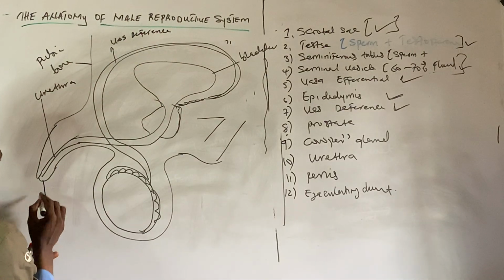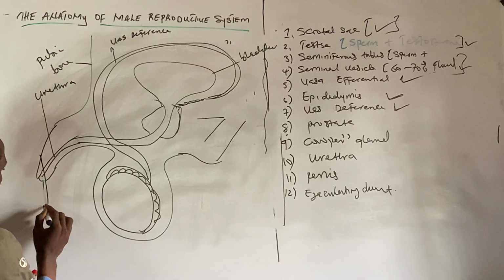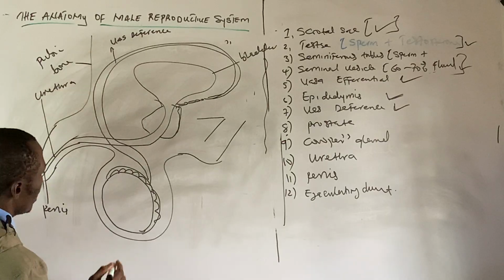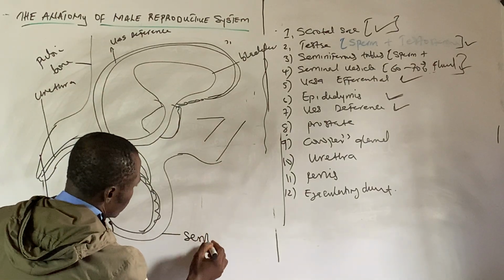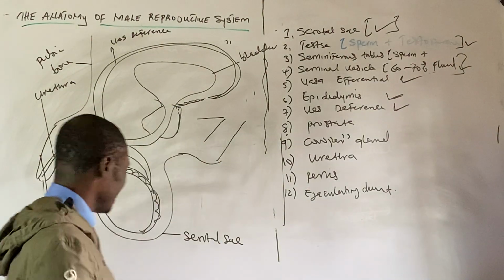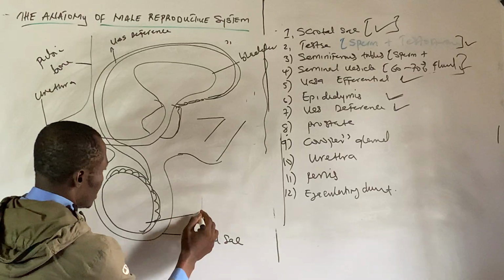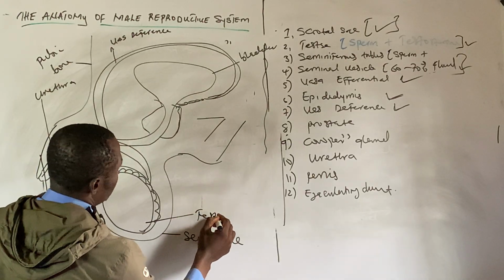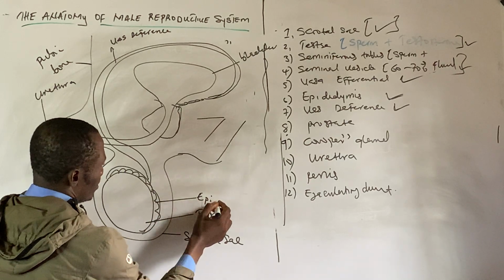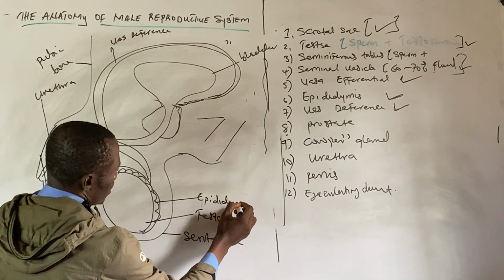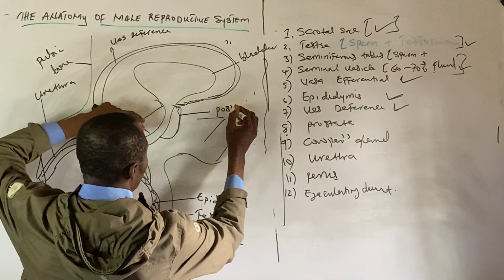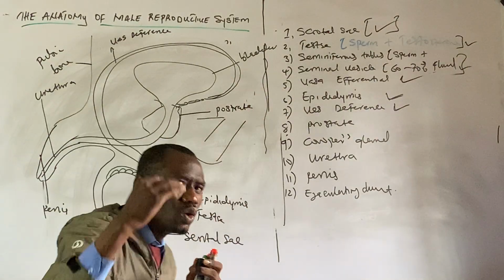Of course, this is the penis. Outside here is the penis. Let me pick up my pen. Now this is the scrotal sac. I've drawn the scrotal sac for you, and I've told you what is inside it. Inside here, we have the testis. Then we have the epididymis. Now here we have the prostate. It's found below the bladder.